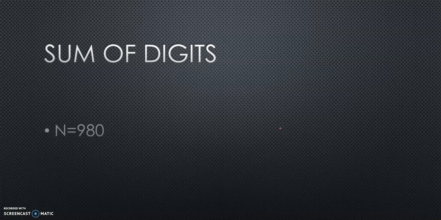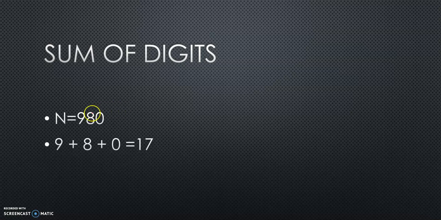Sum of digits of a number can be obtained by adding each digit of the number. Let us take an example. Let's say n equal to 980. The sum of its digits can be obtained by performing addition on each of its digits: 9 plus 8 plus 0, which results in 17. This 17 is the sum of digits present in this n value.